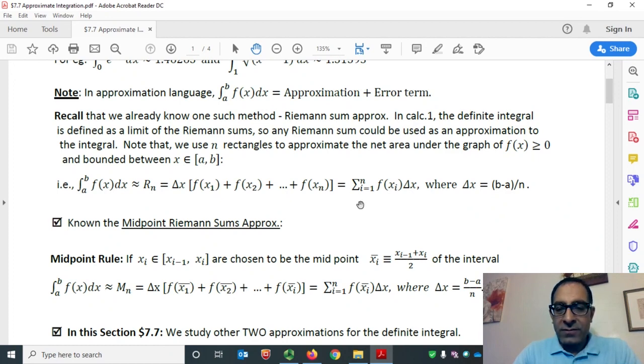And in abbreviated form, we write the summation using the big sigma notation of f(xi) delta x, where i runs from 1 to n. And let me talk about the midpoint Riemann sum here. If each of these xi's is the midpoint of our subintervals [x(i-1), xi], then the Riemann sum will be the midpoint Riemann sum.